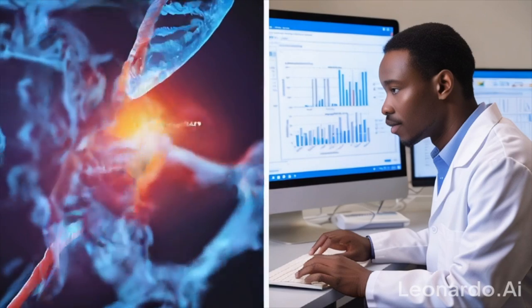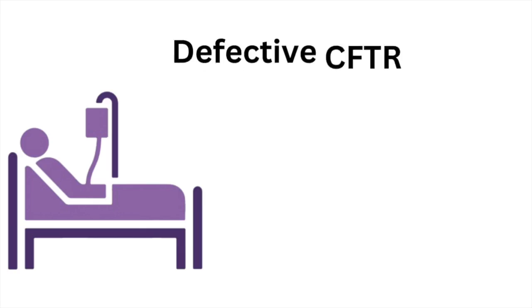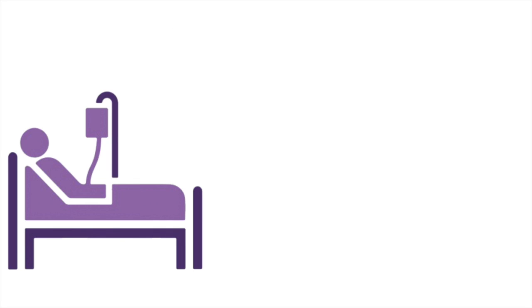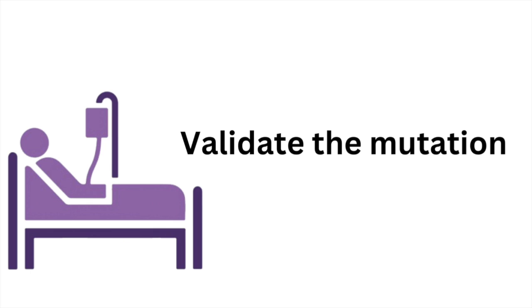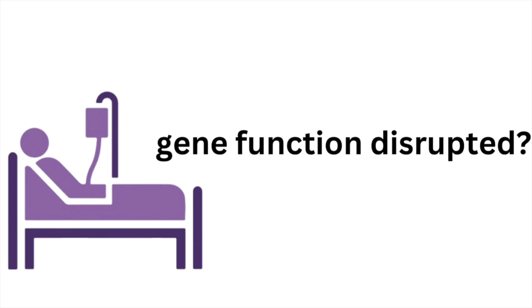Imagine that a scientist studying a genetic disorder like cystic fibrosis identifies a potential mutation in the CFTR gene from a patient's DNA sample. Before they may conclude that this mutation is responsible for the disease, the scientist needs to validate it by comparing it with known mutations, checking if it disrupts gene function, and determining its frequency in affected versus healthy populations.